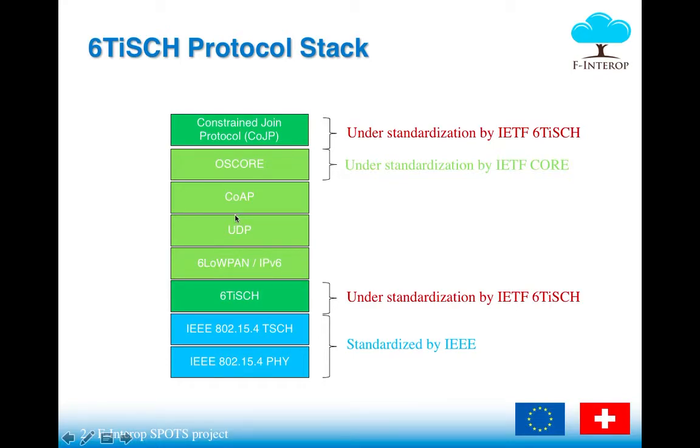When a new node attempts to join a 6TiSCH network, it executes a constraint join protocol. Constraint join protocol messages are secured using the OSCORE mechanism that encrypts and integrity protects CoAP messages. The F-Interop platform enables remote and automated testing of diverse Internet of Things technologies, including 6TiSCH. As part of the SPOTS project, we are extending the 6TiSCH testing tool of F-Interop with the OSCORE and constraint join protocol test suites.